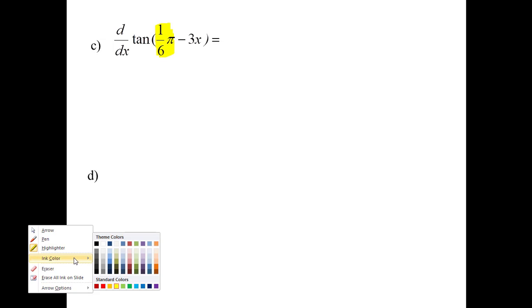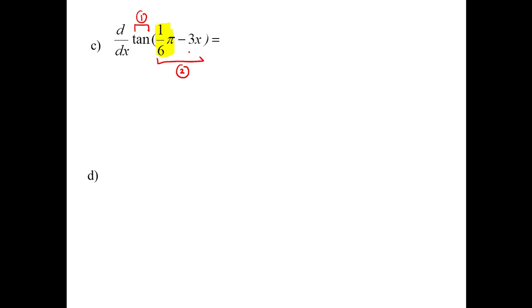Tangent of 1/(6π) - 3x. My dear, you have to be careful with it. 1/(6π) is a constant number. So don't tell me that it's 1/(6π) to the power 1 minus 1. No such thing, right? No need to do that. What you have to do is differentiate the tangent, and then differentiate the inner function.